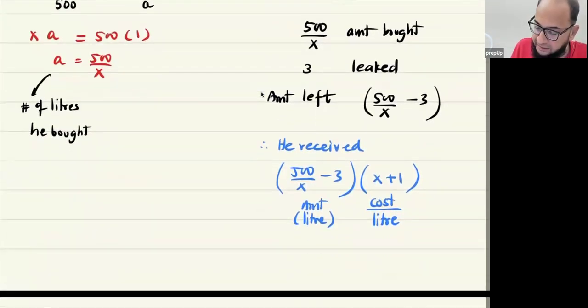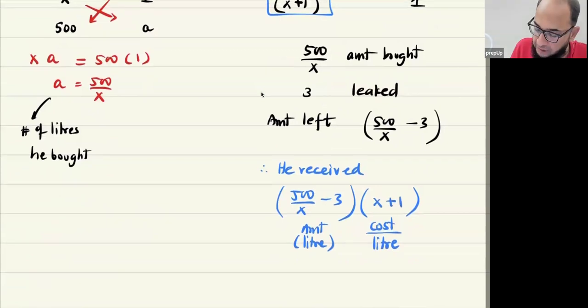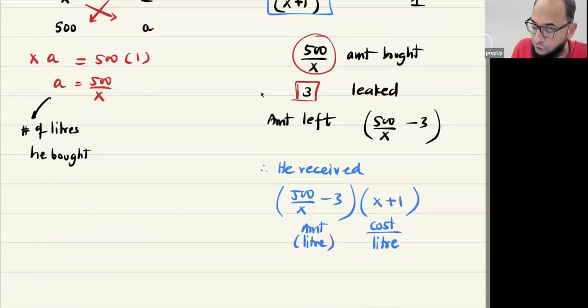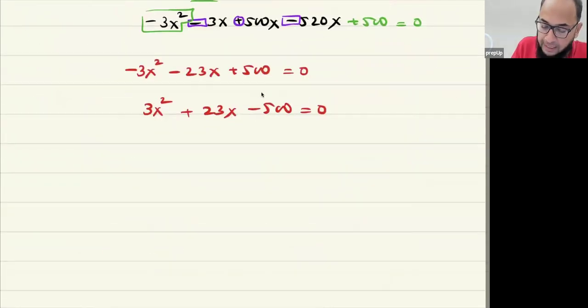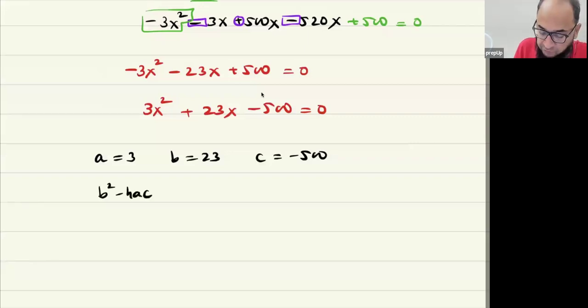The paraffin that he sold, this is what he bought. This is what is leaked. So this is what he sold, 500 over x minus 3. Now let me use the quadratic formula. So a is 3, b is 23, c is negative 500. Let me evaluate b square minus 4ac first of all. So that is b square, which is 23 into 23, which is 529 minus 4ac. 4 into 3 into 500 with a negative sign.